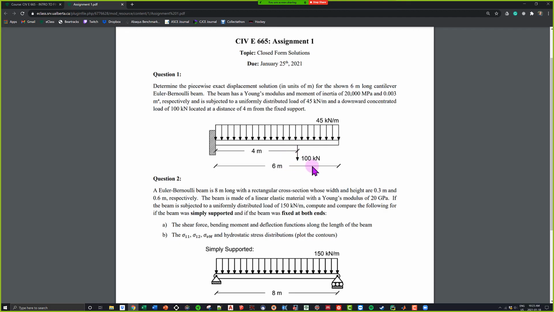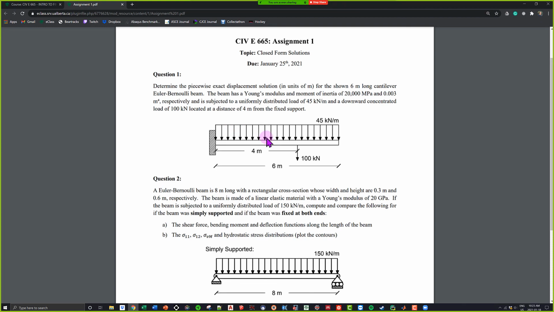We have a problem right here because we have a distributed load right here. Now, the problem with that distributed load is it creates a discontinuity. Remember that differential equation, we're assuming everything is continuous. Therefore, the first question, it's actually really simple. We're just solving that differential equation.